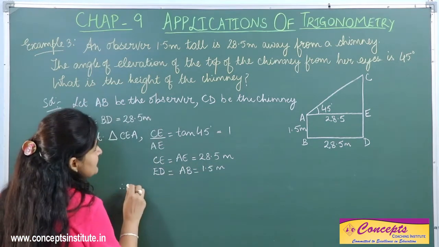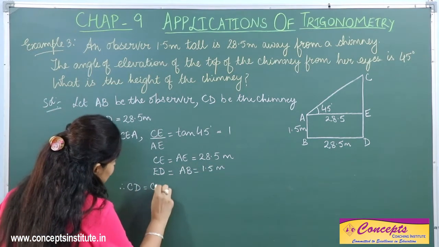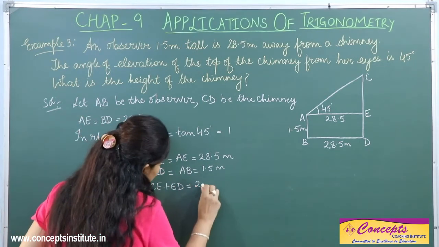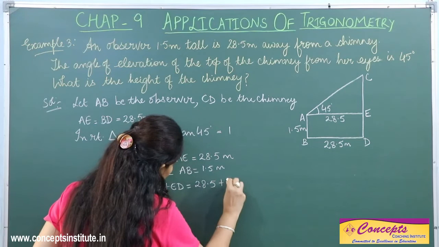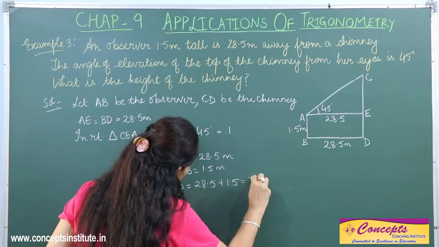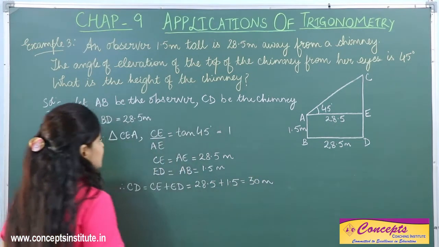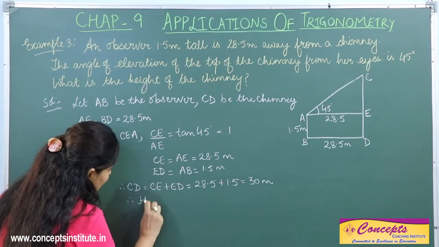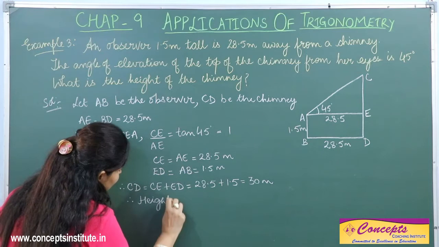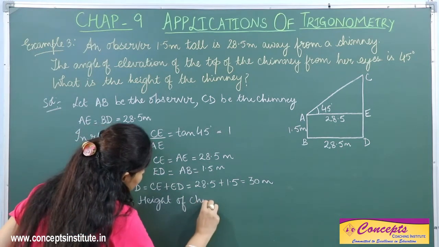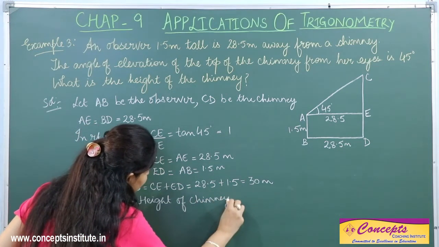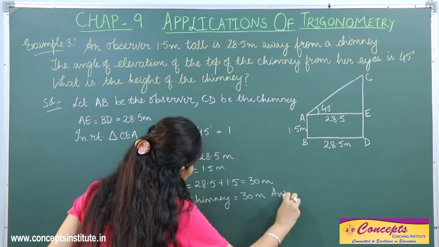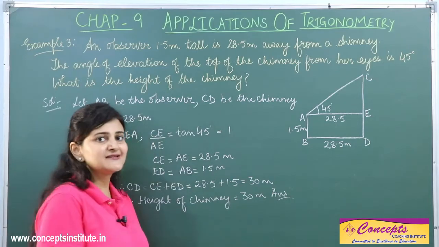So what is CD now? CD is CE plus ED, that means it is 28.5 plus 1.5, that is equal to 30 meter, and that is the height of the chimney. So I am going to write the final answer properly. Therefore, height of chimney is equal to 30 meter, and this is the answer. So I hope you got it.